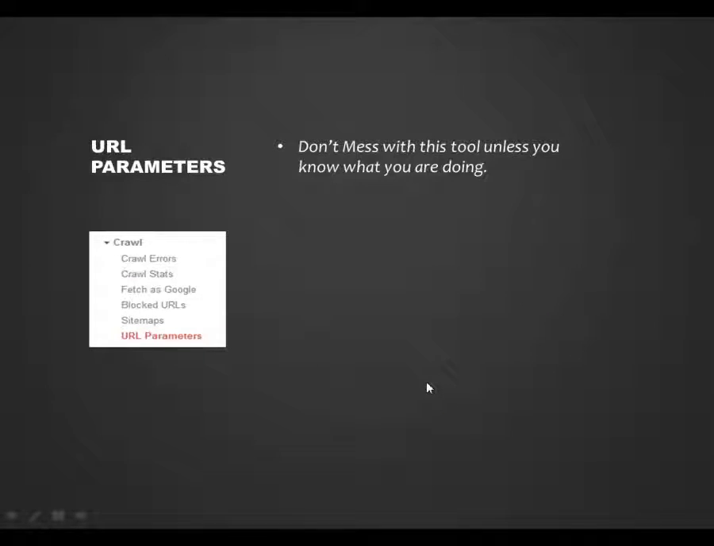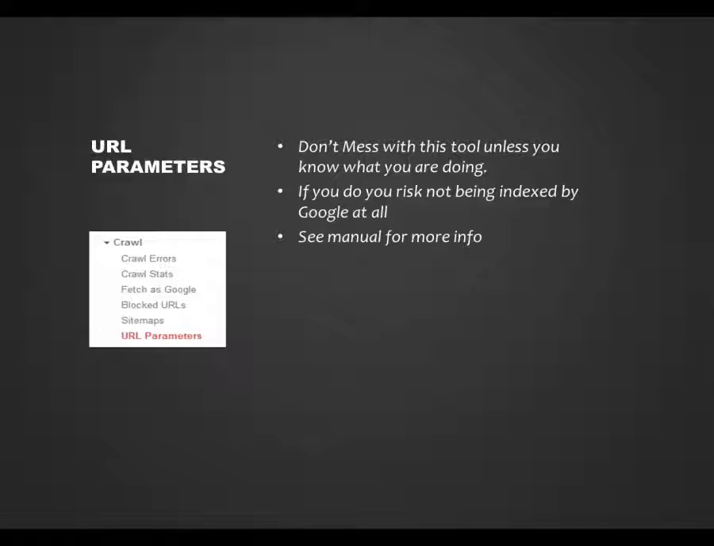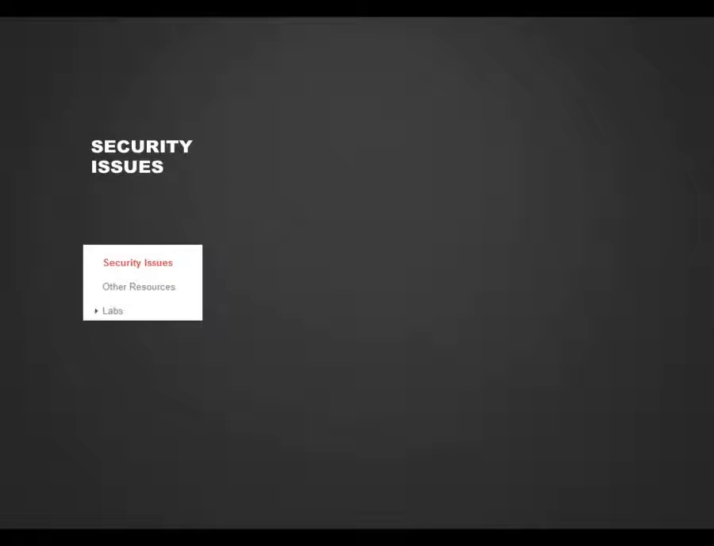URL parameters. Now this next section, just don't mess with this tool unless you know what you're doing. If you do, you risk not being indexed by Google. You can see the manual for more information, but these are URL parameters. You'll notice we have product and categories and tags and stuff like that, and it asks you, maybe you want to block some of those for certain reasons. But I would just basically leave this alone so you don't risk getting your site cast out of Google.